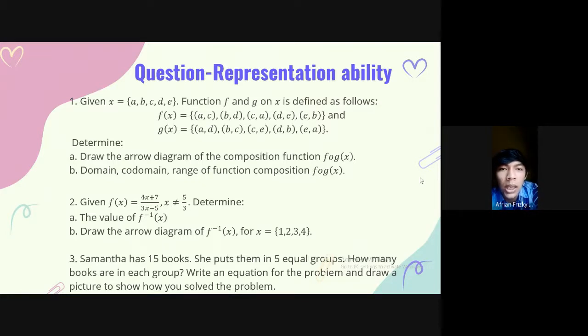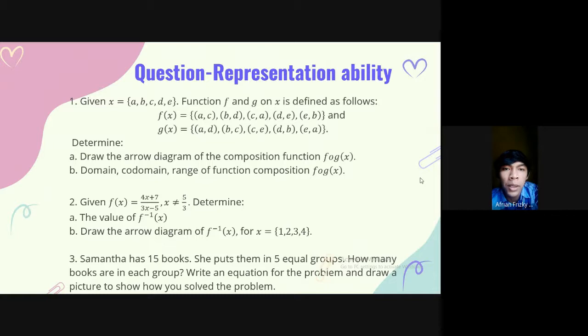The question is: given X = {a, b, c, d, e}, functions f and g on X are defined as f(x) = {(a,c), (b,d), (c,a), (d,e), (e,b)} and g(x) = {(a,d), (b,c), (c,e), (d,b), (e,a)}. The students must determine, through an arrow diagram, the composition function f circle g.